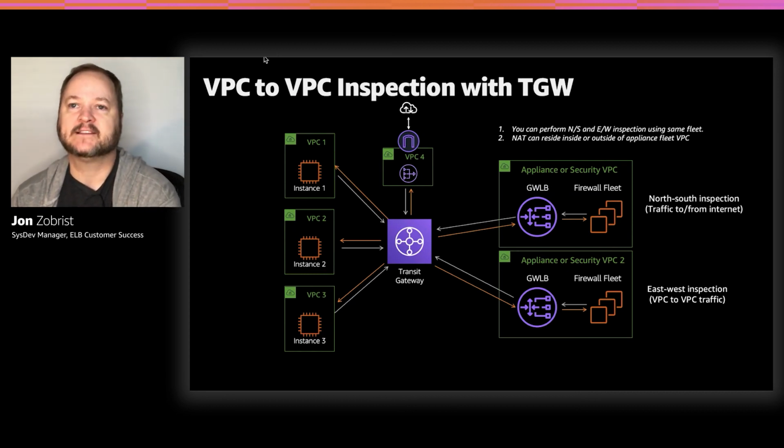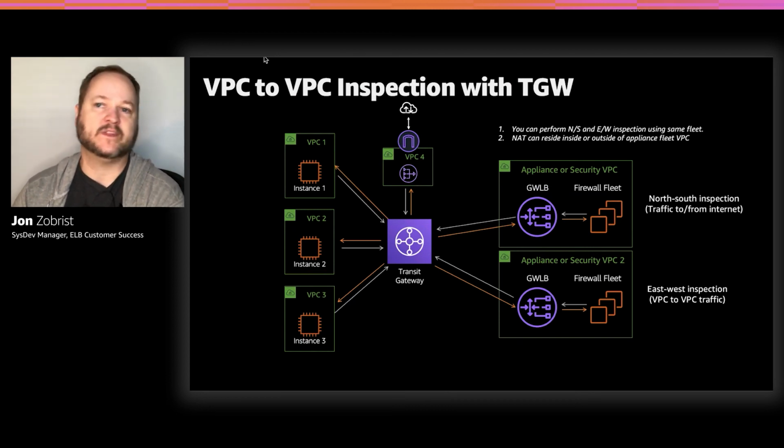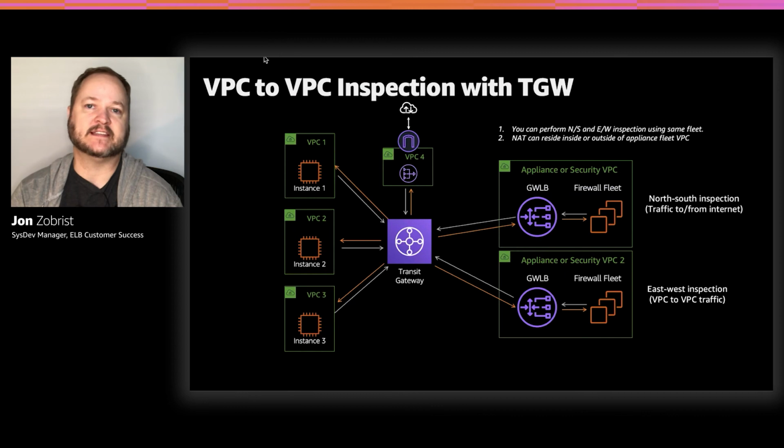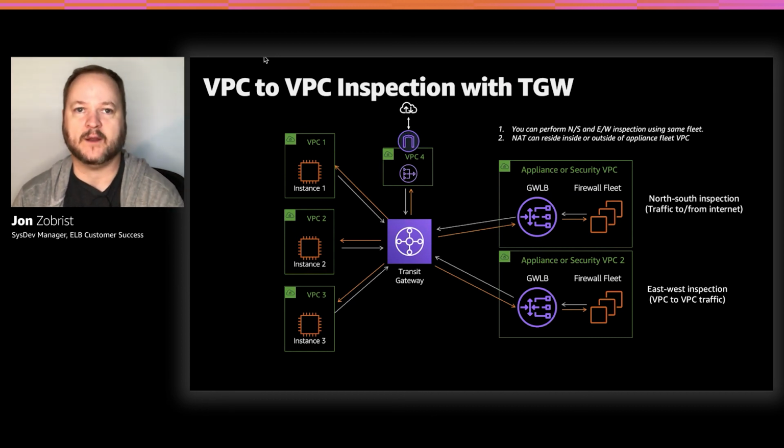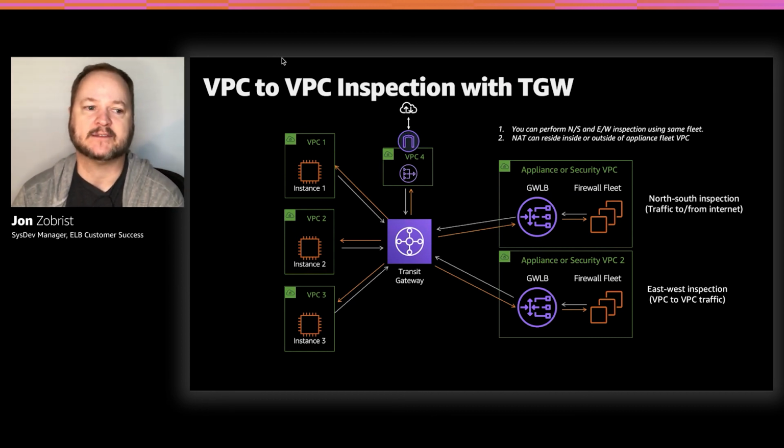And this lets you, again, do north-south, east-west inspection. You can do this with the same fleet. You can do this for the same VPCs or for different VPCs. And then you can also do NAT inside or outside of your appliance fleet VPC, depending on how you want to manage the routing. We try to make that as flexible as possible.